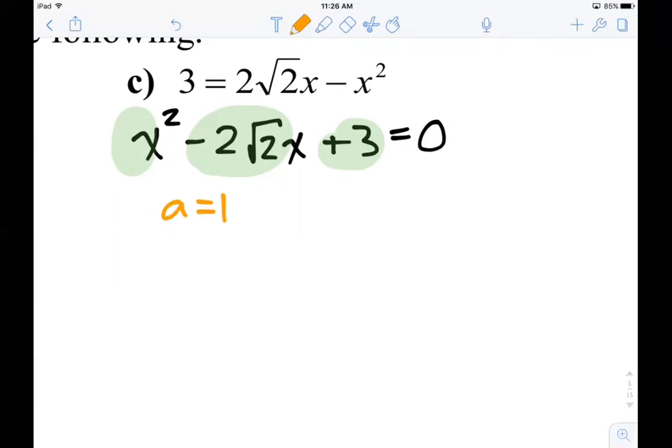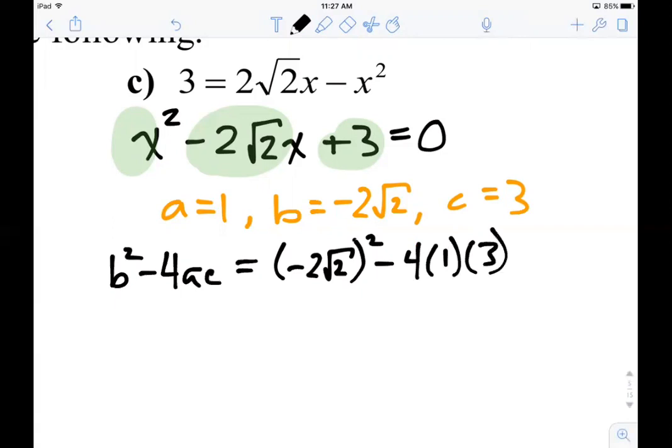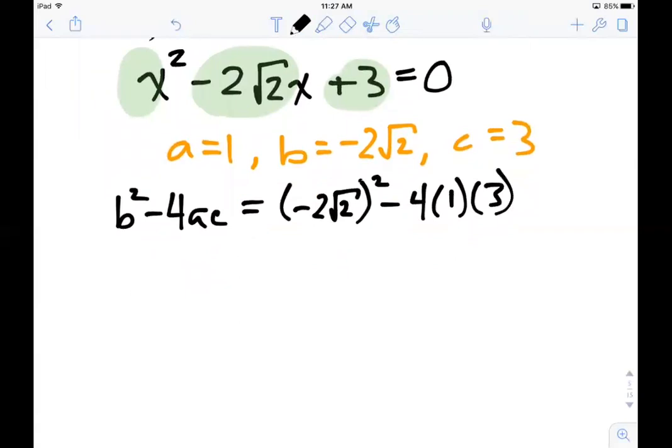So a is 1. We're going to use a b value of, again, it's negative, so be careful of that, negative 2 root 2, and a c value of positive 3. So b squared minus 4ac in this case is going to be, well, negative 2 root 2 needs to get squared, and then we need to subtract 4 times 1 times 3.